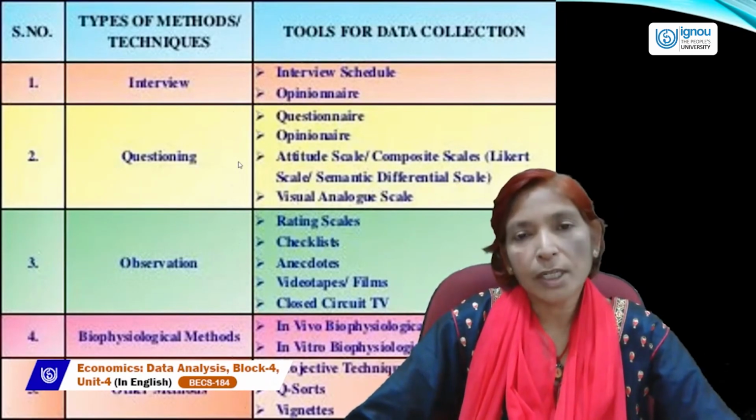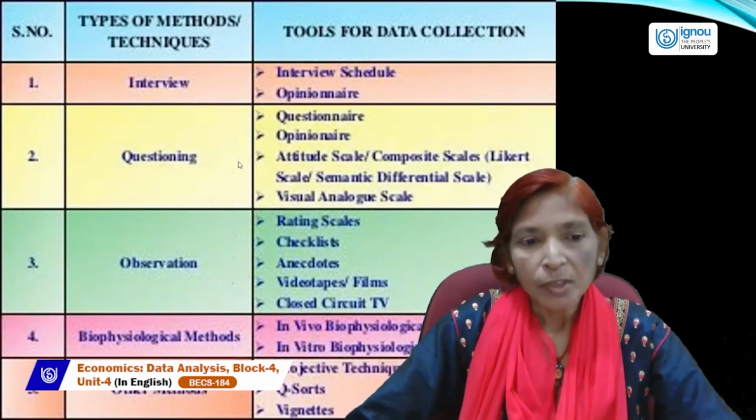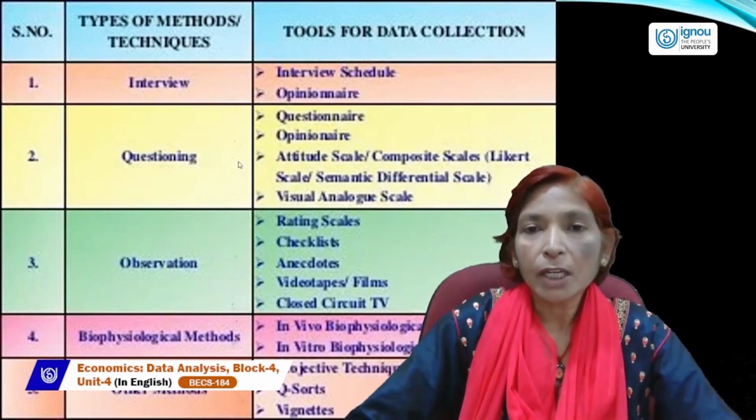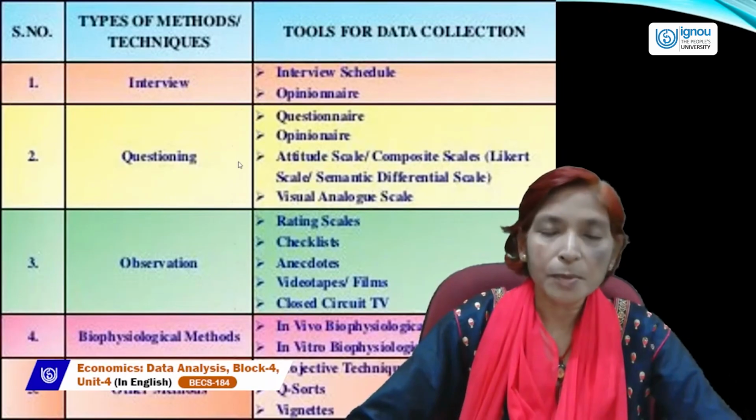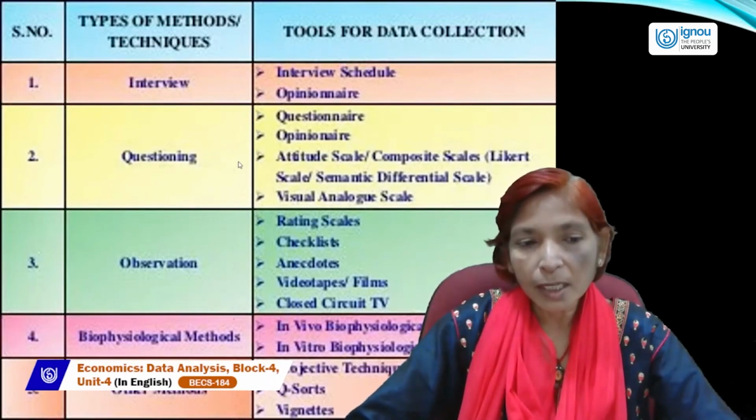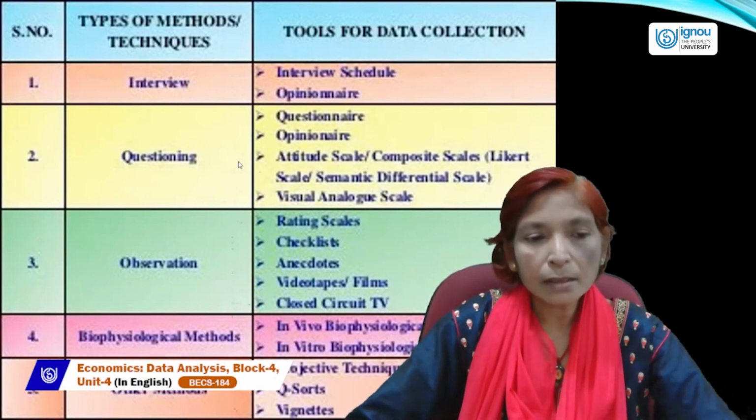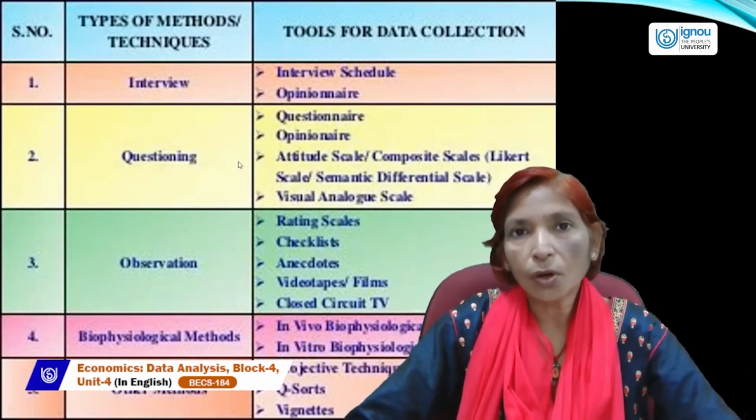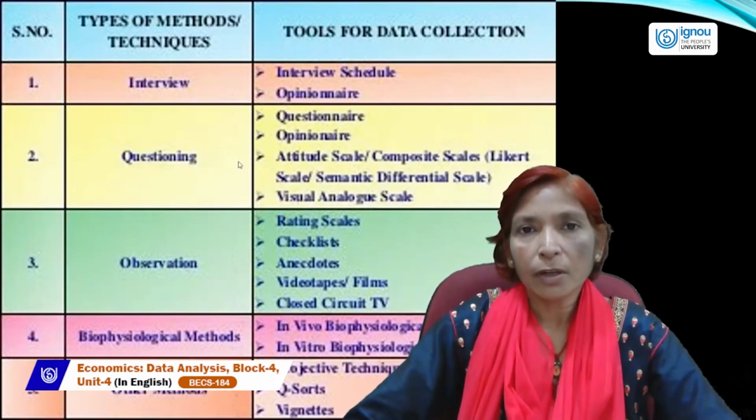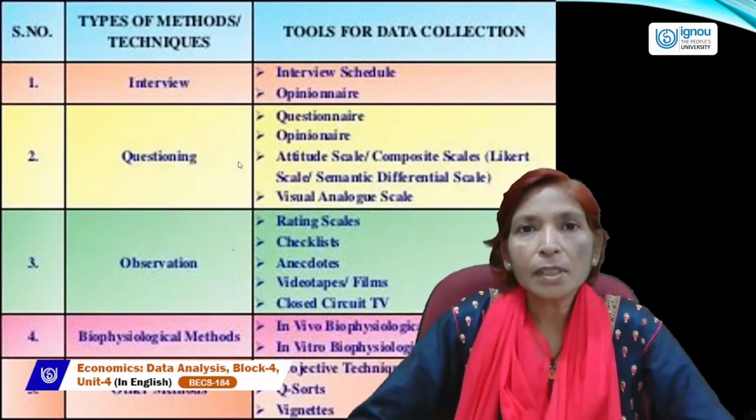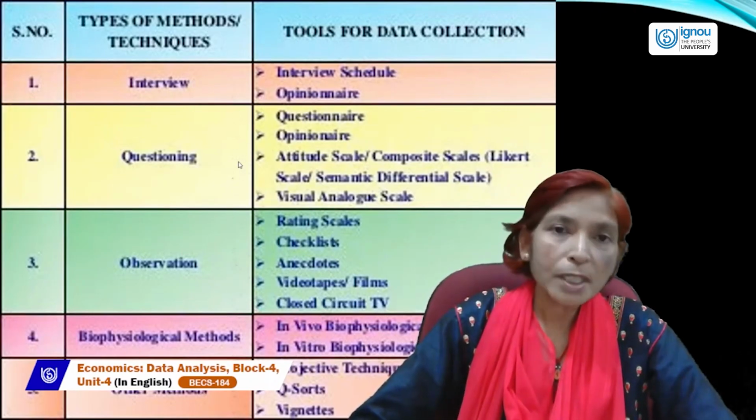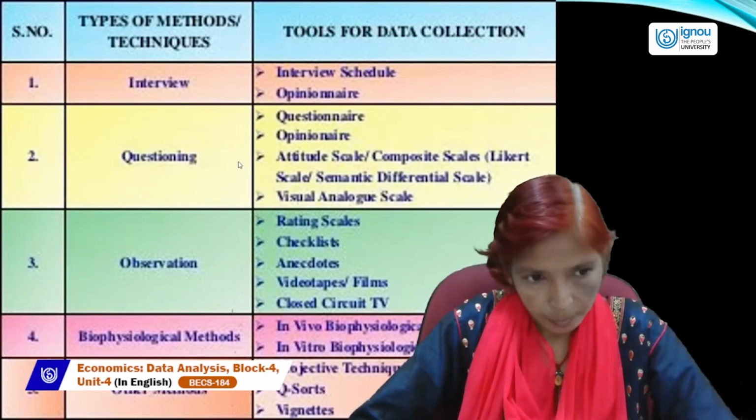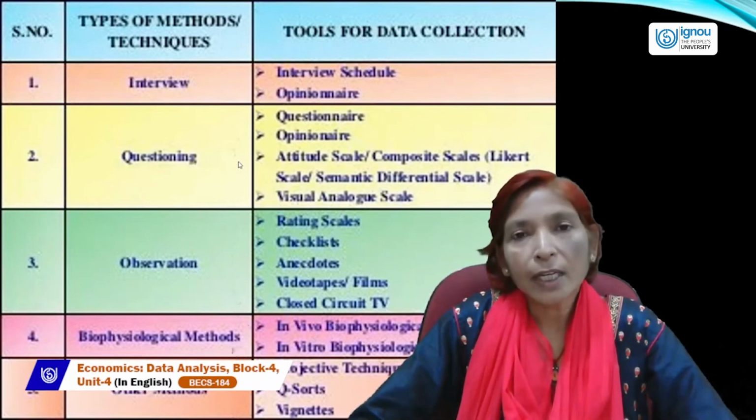Next is observation. Observation is also the best way of collecting data. In this, we can use a rating scale and a checklist. These are the main tools for data collection through observation. For example, suppose we are observing how many people are using mobile phones or iPhones. In our office, in a school, in a college or at a bus stop, we can sit and focus on those persons who are using iPhones, and through observation we can get information about how many people are using iPhones. So this is the observation method through which we can collect data.